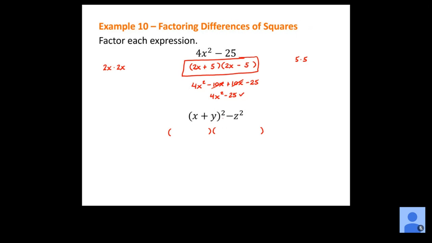to get x plus y squared, I need to multiply an x plus y times an x plus y. I need those to be the same. So I'm going to have an x plus y here, and I'm going to have an x plus y over here.